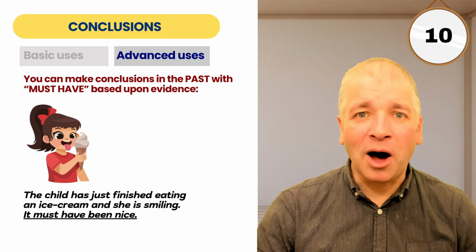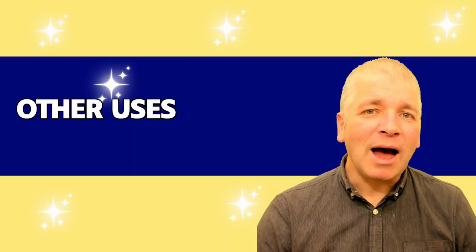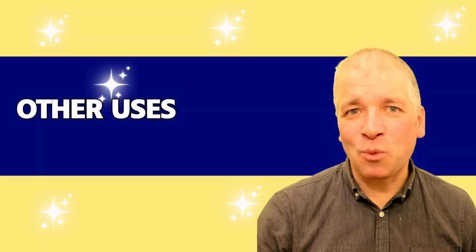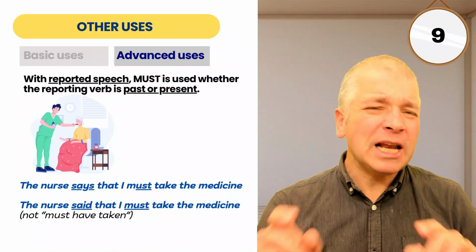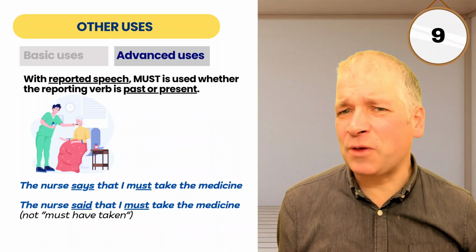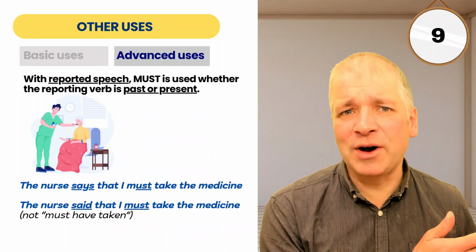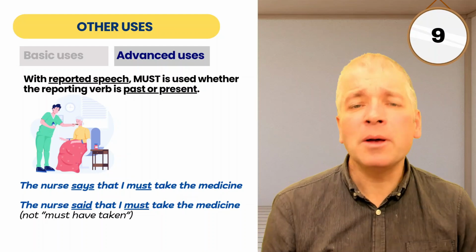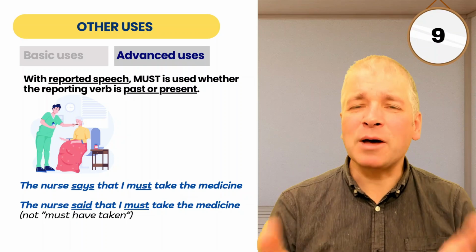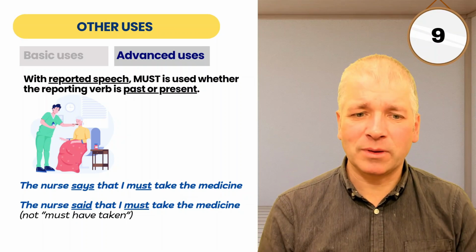It's in the past. And there are some other uses of must that are good to know and use as well. Firstly, with reported speech. Now, with reported speech, we often think of backshifting time. Present becomes past becomes past perfect. Not with must, though. Must stays the same.